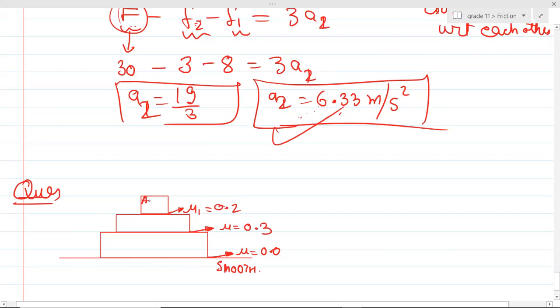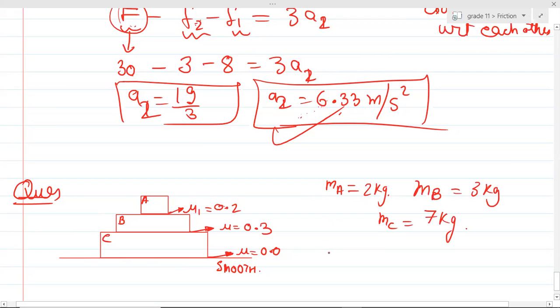Yes, sir. So this is A, this is B, this is C. The mass of A is given as 2 kg. Basically, A is a 2 kg block. B is a 3 kg block. And C is basically a 7 kg block.